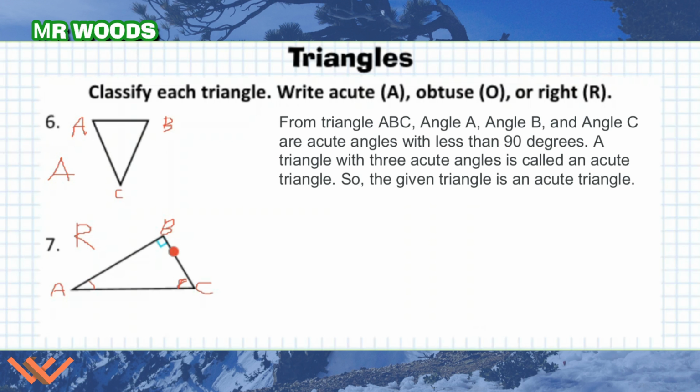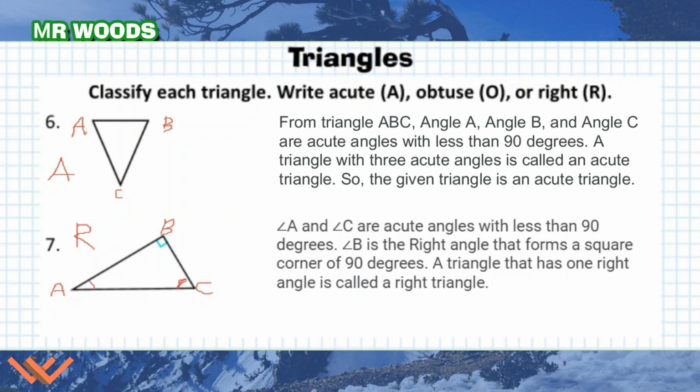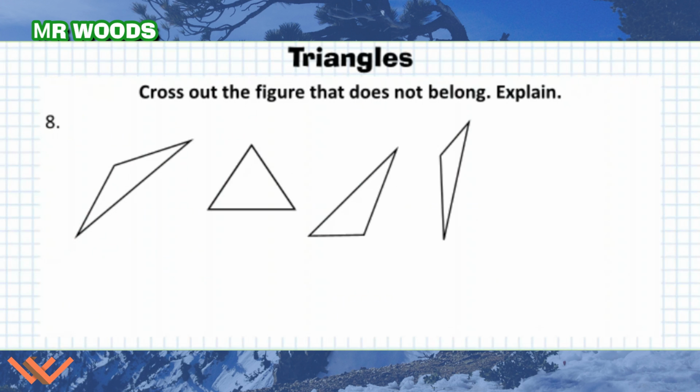I'm going to show you the explanation right now. Angle A and angle C are acute angles with less than 90 degrees. Angle B is a right angle that forms a square corner of 90 degrees. There's that square corner of 90 degrees. A triangle that has one right angle is called a right triangle. Let's take a look at number 8 here.